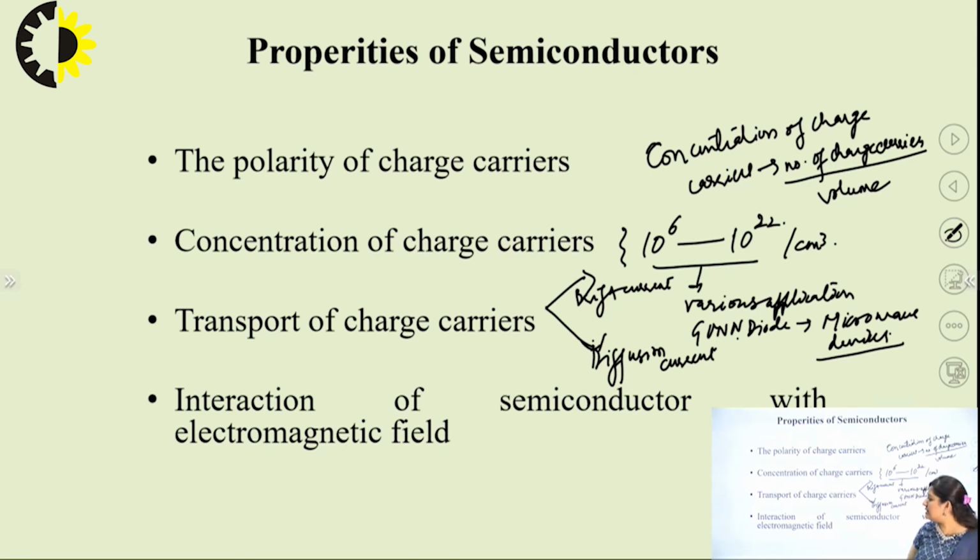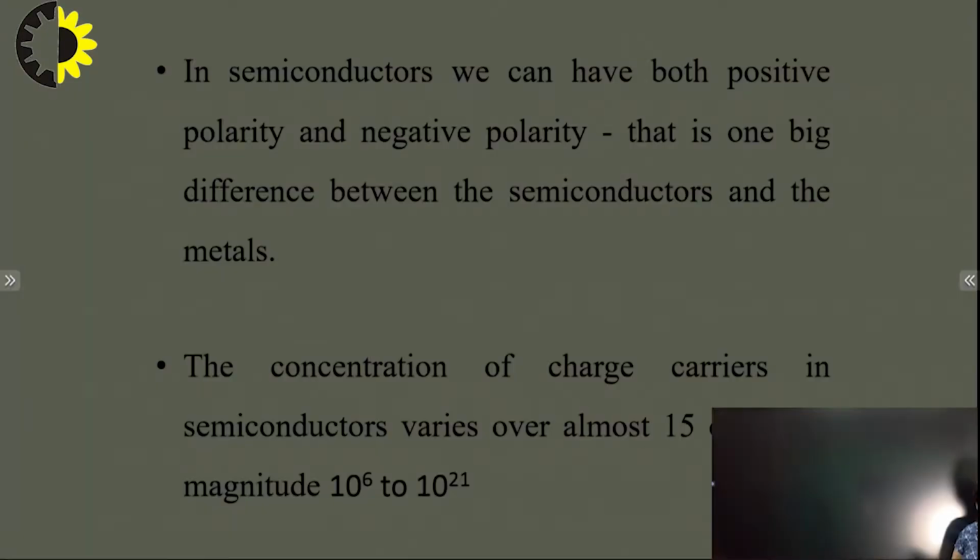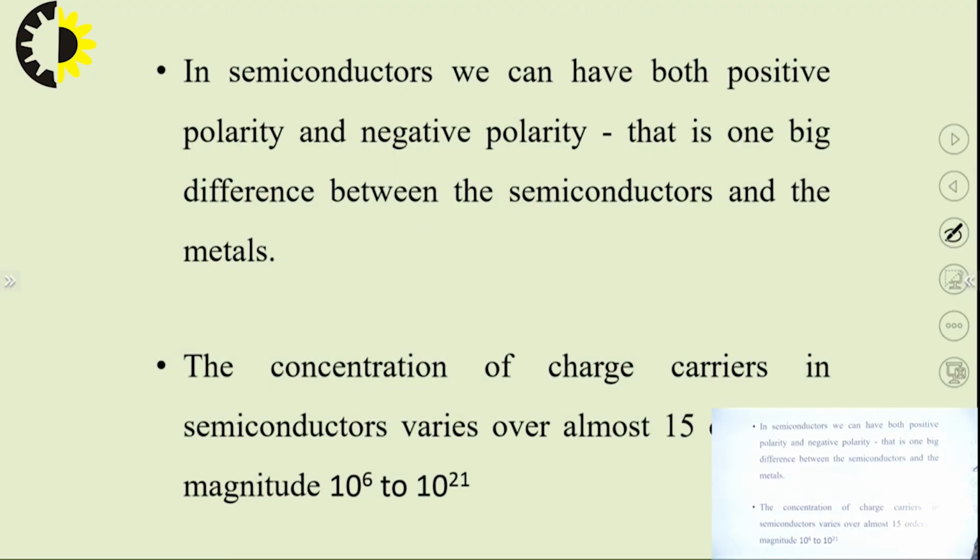The last one is the interaction of semiconductors with the electromagnetic field. Semiconductors can be easily varied with the help of the electromagnetic field. We can create an electromagnetic field around these semiconductor devices. In semiconductors, we can have both positive and negative polarity. This point is very important, and it is one big difference between semiconductors and metals.